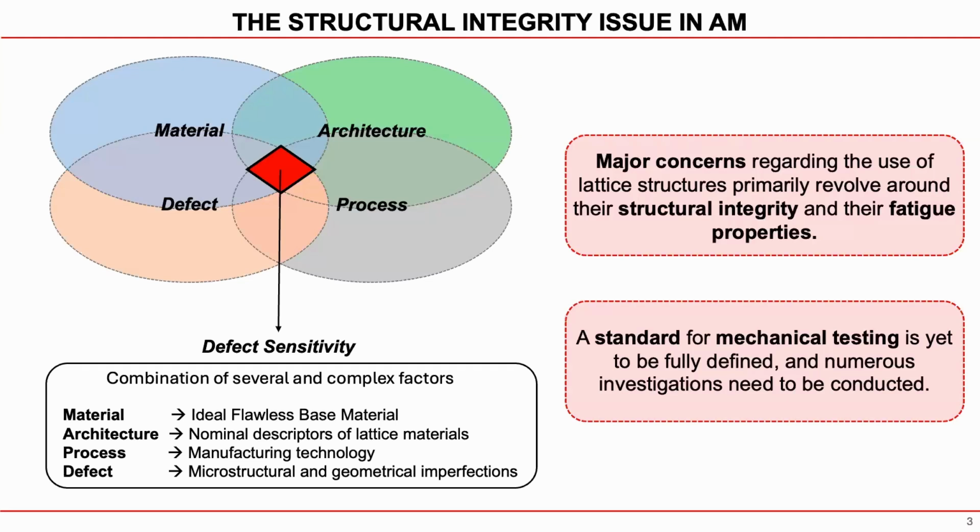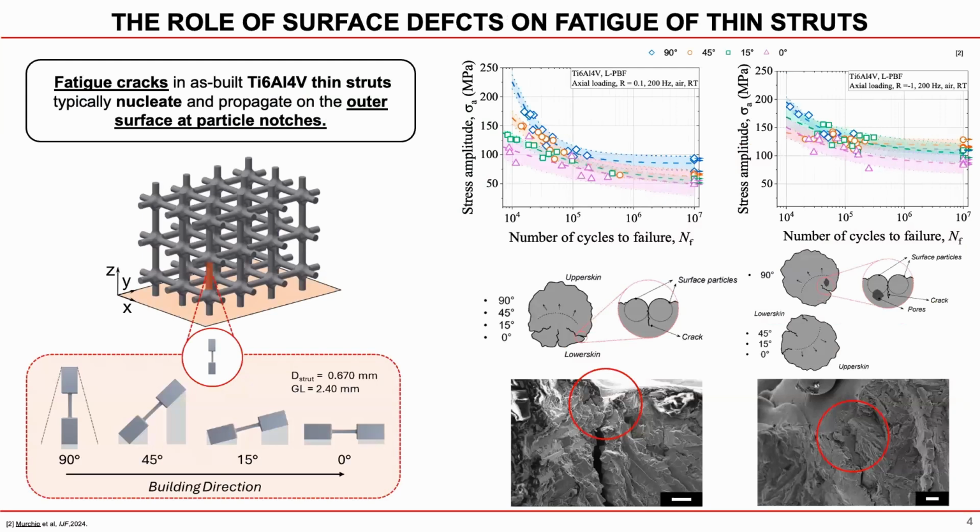And within this context, during my PhD, I studied strut-based lattices a lot, and in particular the role of subunital elements. So the smallest unit, which is repeating inside the lattice, which is a strut. And I tried to understand their fatigue behavior according to different building orientations, with different kinds of geometrical imperfections, at 90, 45, 15, 0 degrees, but also many more.